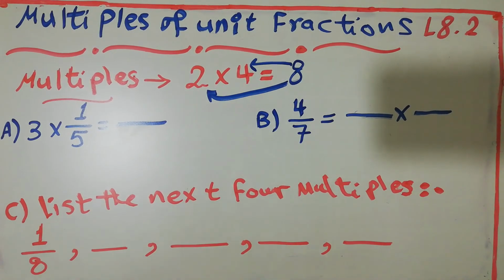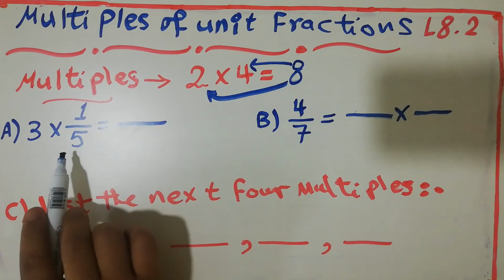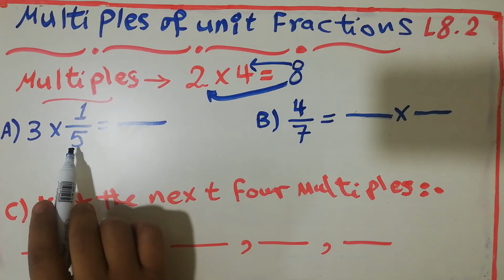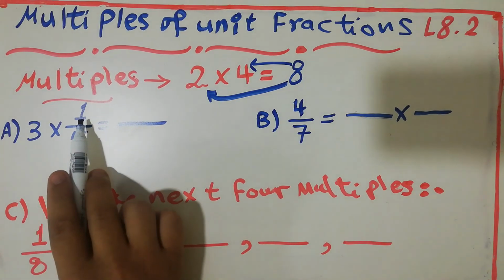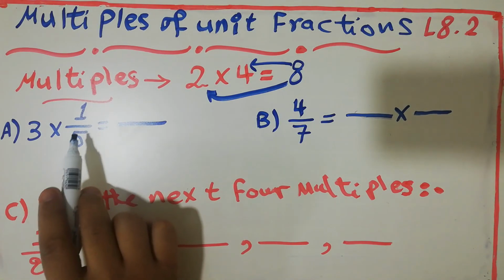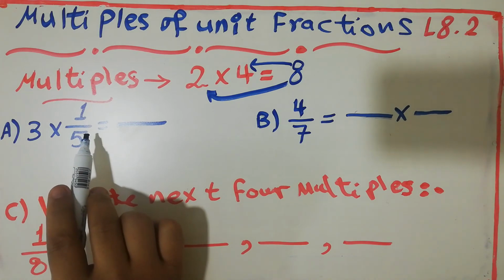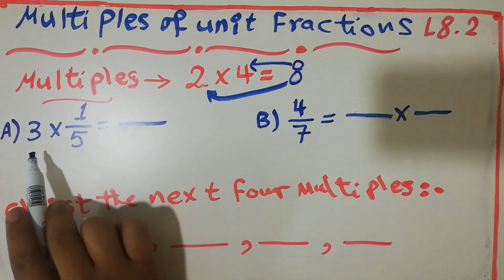Okay, here to find a multiple of a unit fraction, and unit fraction means a fraction which has numerator 1, like 1 over 5, 1 over 4, 1 over 3, and so on. Okay, how can we multiply or find multiples?